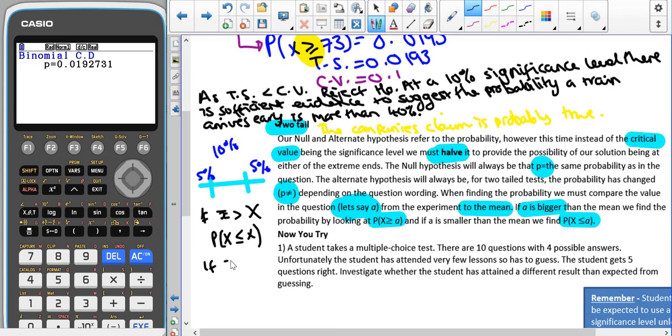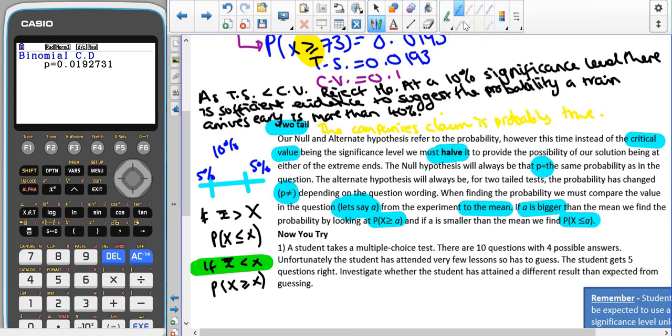If the mean is smaller than the value that we're looking at, then we're going to look at the probability of x being greater than or equal to that value. So just be careful. We're always seeing if we have more than we were expecting. Remember that the mean is just how many we were expecting to get.